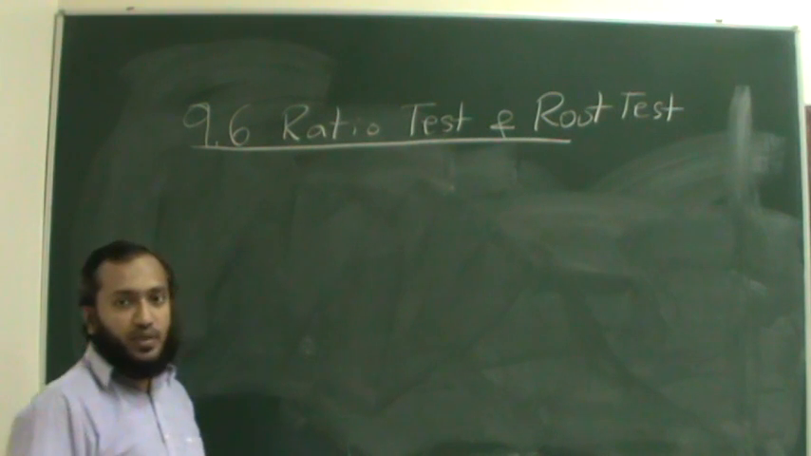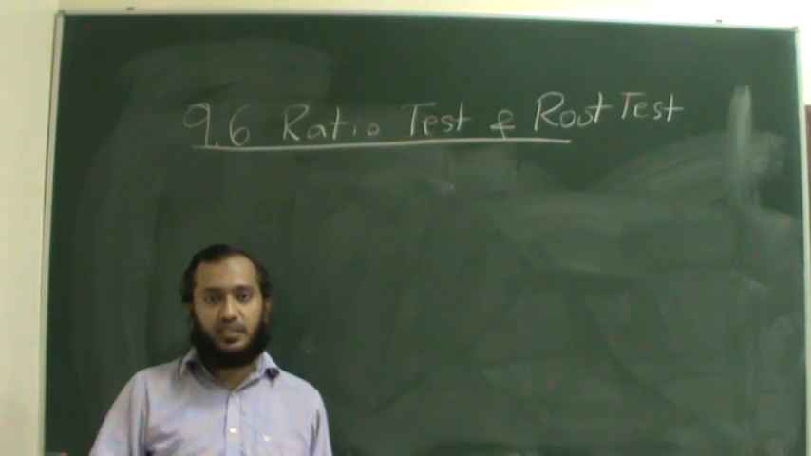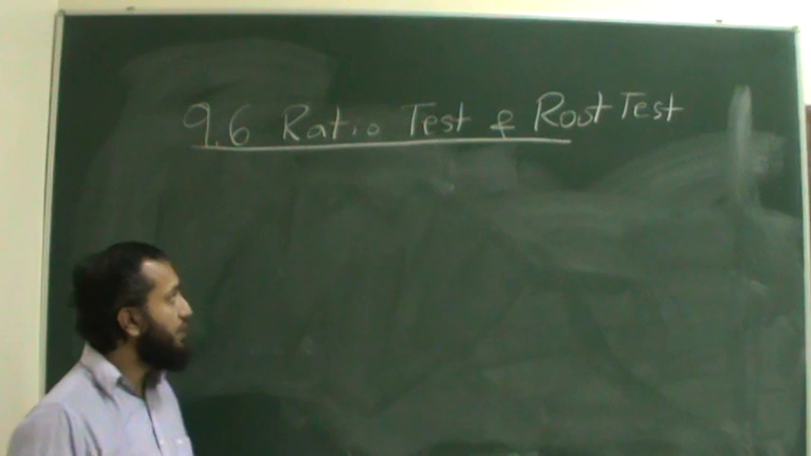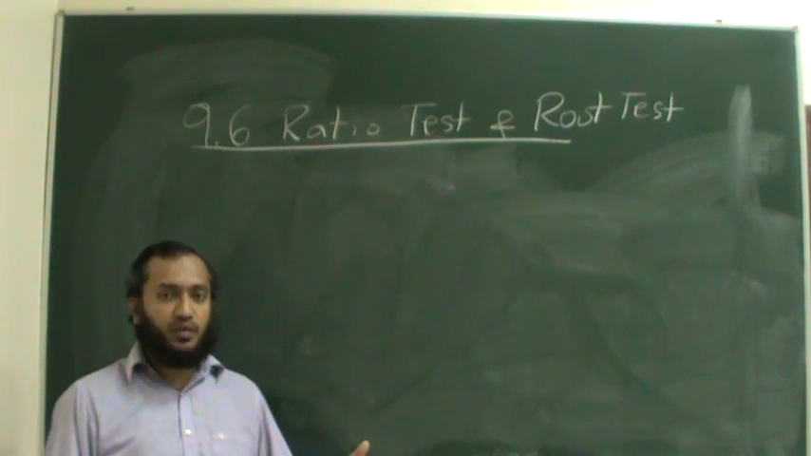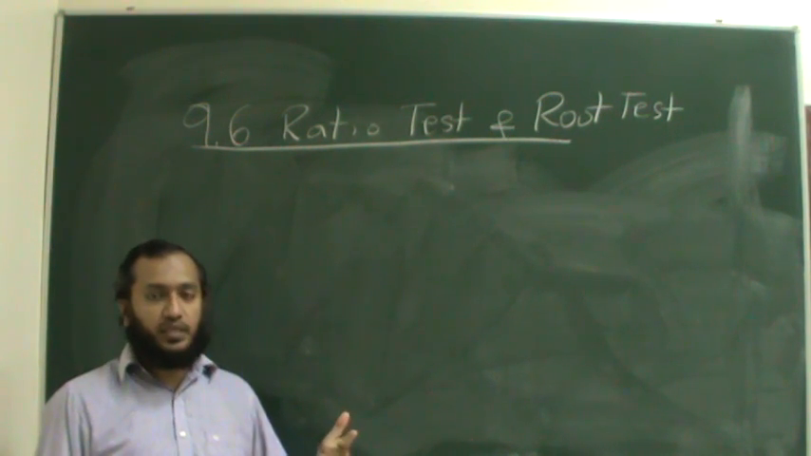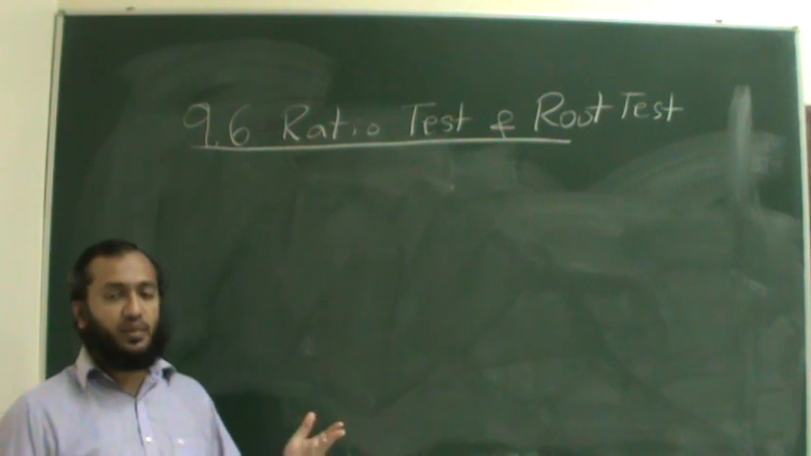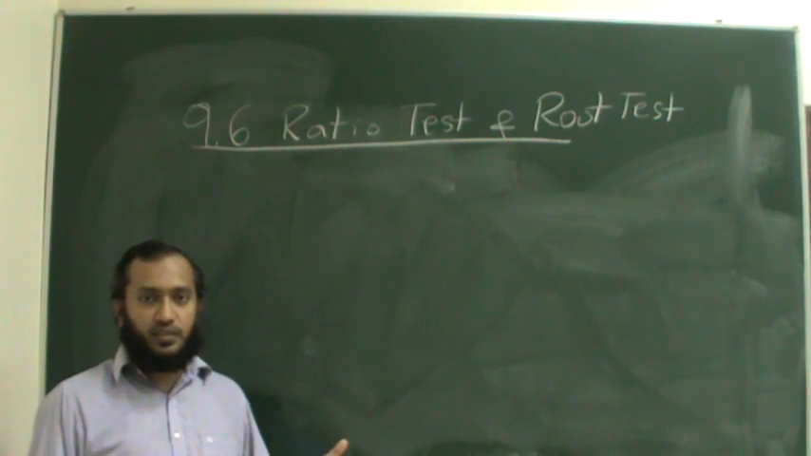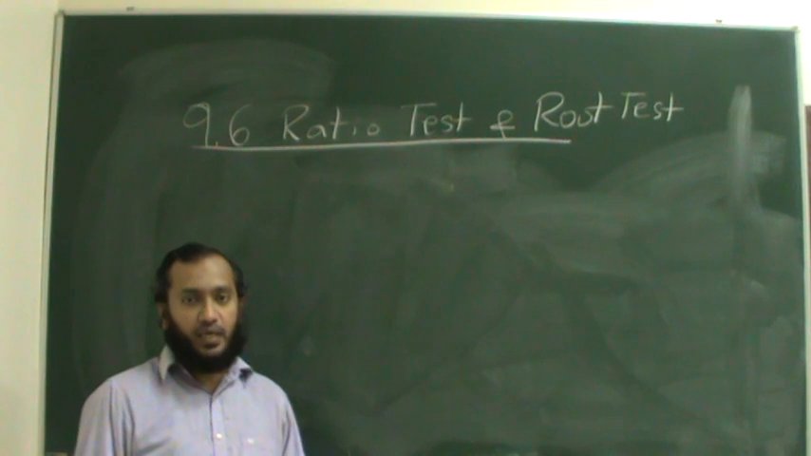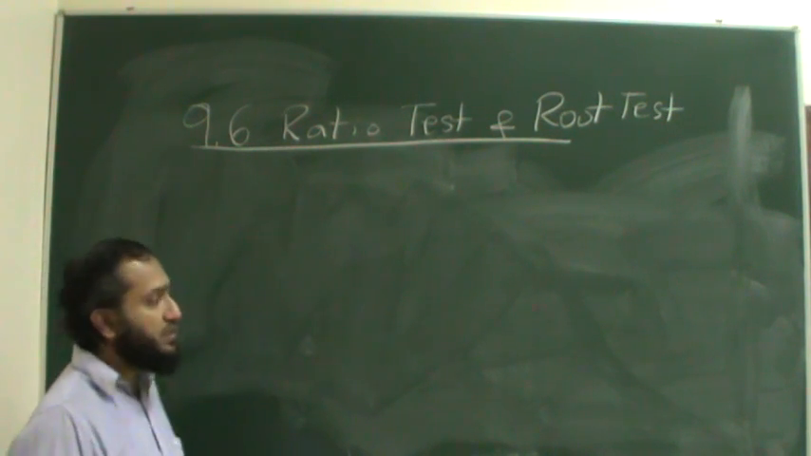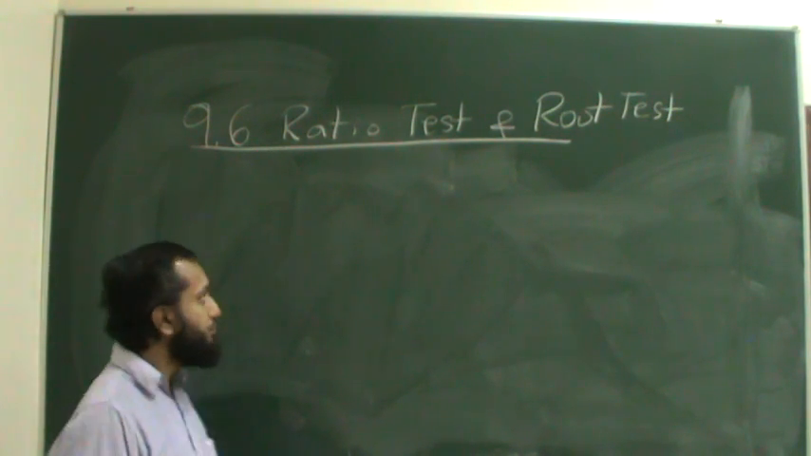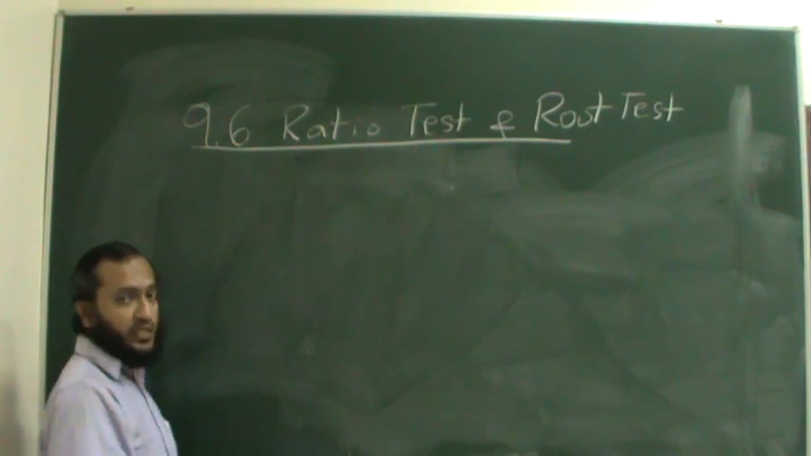You will recall we have done a number of tests to check when a series converges or diverges. We have done the nth term test for divergence, the integral test, the P series, the geometric series, alternating series, absolute convergence. So today we will talk about two new tests, the ratio test and the root test. Let's write down what the ratio test is about.